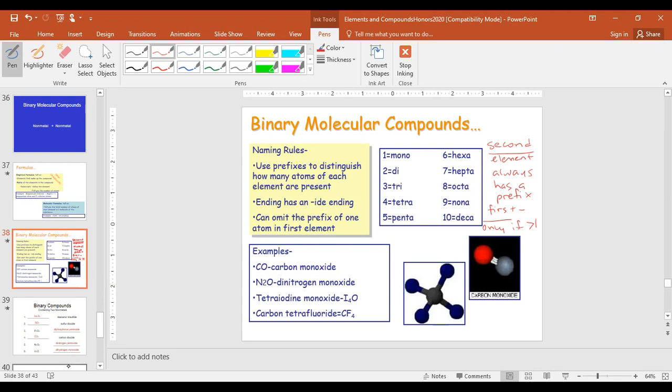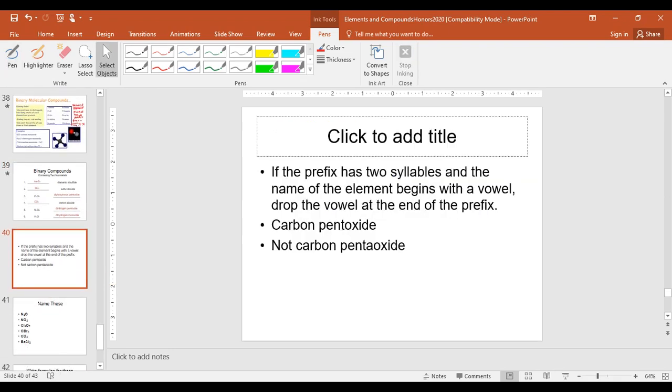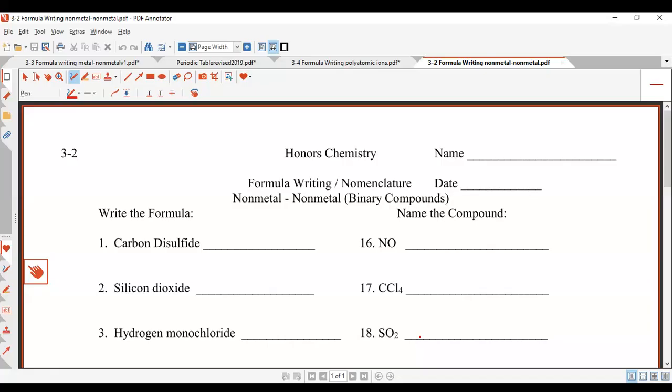Okay, so let me just look at one more. The other thing you need to watch out for is if the prefix has 2 syllables and the name of the element begins with a vowel, you can drop the vowel at the end of the prefix. So you look at carbon pentoxide. We don't say carbon pentaoxide. Okay, so that just makes it easier to say.